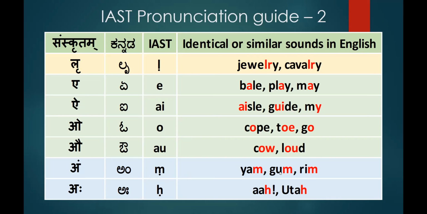in yum, gum, rim. So all the sounds end with the makara. Next, ah, like in aha, uta. You won't get a very precisely equivalent English word, it is very difficult to find. We have found slightly compatible or slightly similar sounding English words. The last part, where the H is ending in an abrupt manner, utah. You don't say utaha, you say utah. That ha is aha. That is the equivalent one.